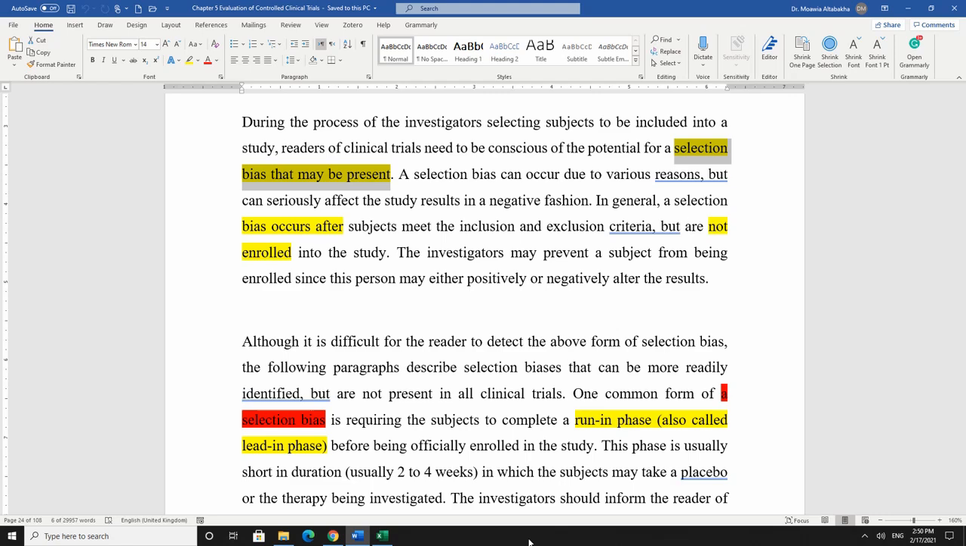For example, many trials will have what we call, and this is important, okay? It's called a run-in phase, or it's also called a lead-in phase. So if you see that there is a run-in phase or lead-in phase, open your eyes, be vigilant, because there may be a selection bias, okay? Not for sure. Not every trial with a run-in phase means there is selection bias. Like, what is this run-in phase or lead-in phase?